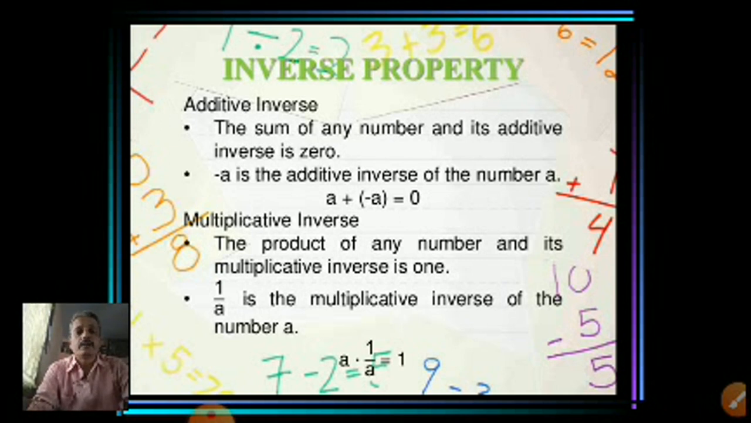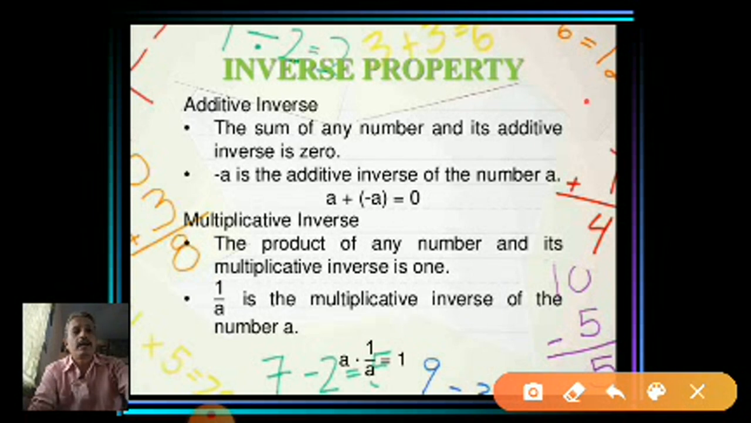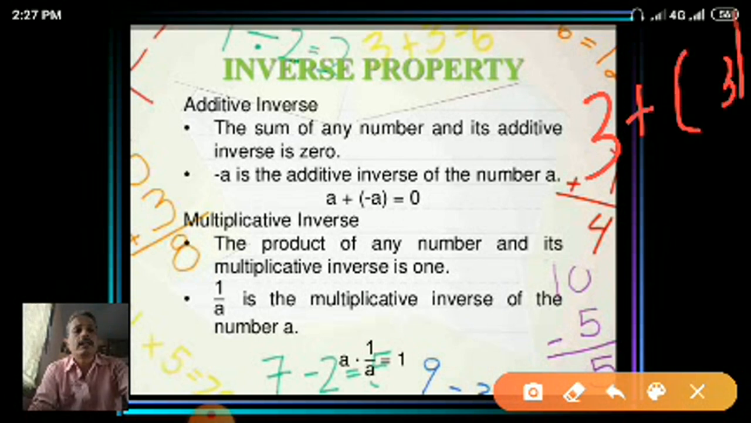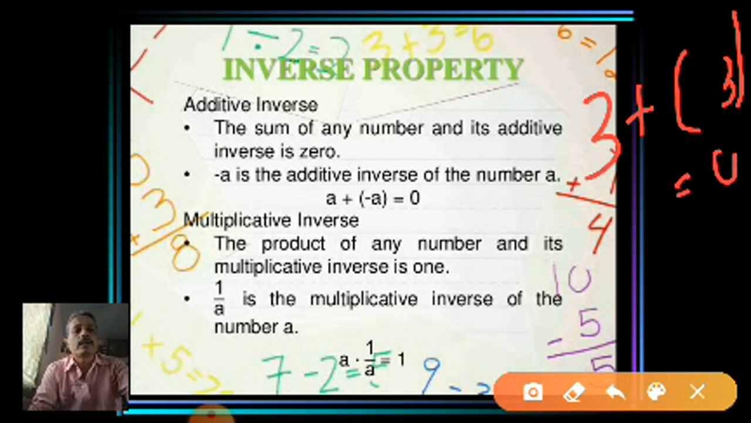Additive inverse is a number which is added to the same number but with a different sign. Suppose the number is positive, so you have to add the same number negative. Let me take an example to clarify this idea. I am taking 3. Now you have to put the plus sign but add the same number and get the result, which is 0. How will you get the 0? By putting a minus sign here. So 3 plus minus 3 gives 0.